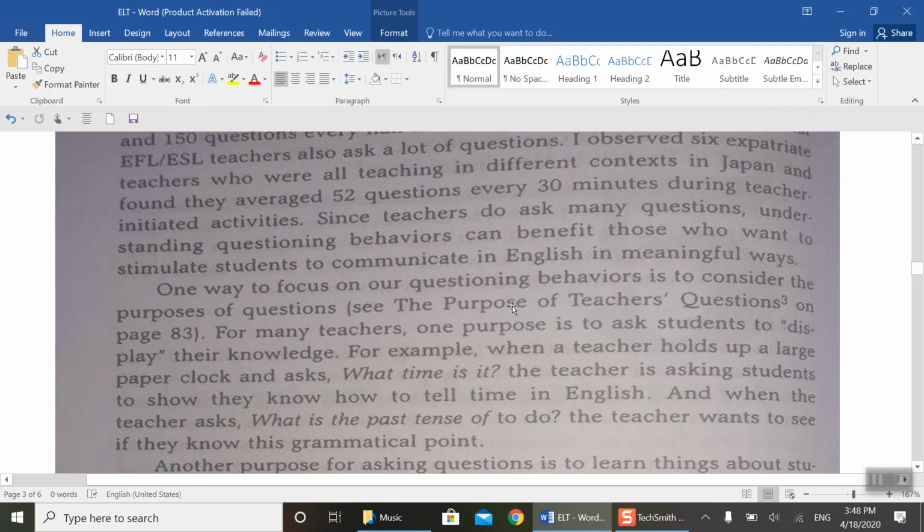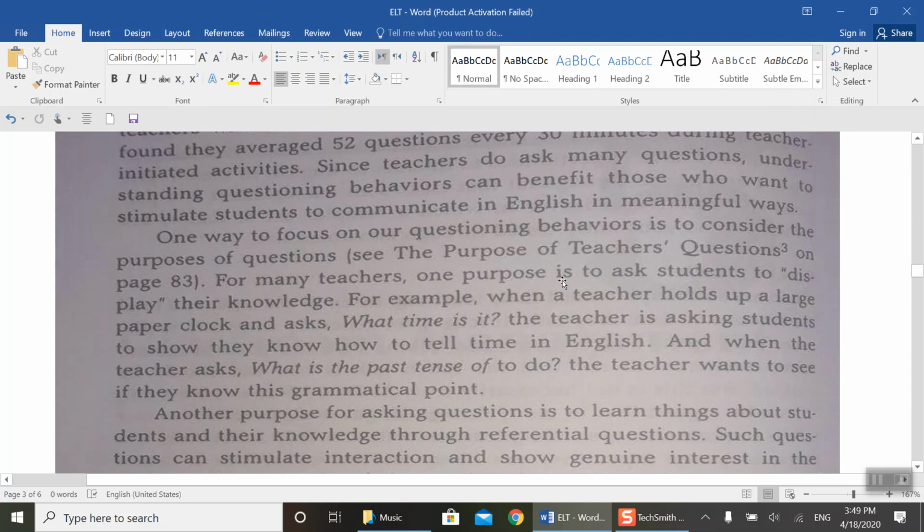One way to focus on our questioning behavior is to consider the purpose of questions. So here we have the purpose of teachers' questions. Many teachers want to ask students to display their knowledge. Number one, display their knowledge. For example, when a teacher holds up a large paper clock and asks what time is it, he has a clock in his hand. So he asks what time is it.